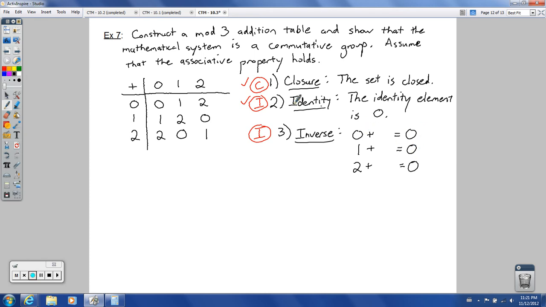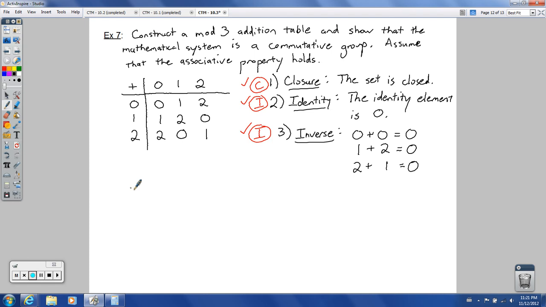So 0 plus 0 gives me 0. 1 plus 2 gives me 0. And 2 plus 1 gives me 0. So there is in fact that. So I wrote that down wrong. I said it right, but it's supposed to be 1 plus 2. There we go. And so that checks out too. So I'll put a little check mark there.